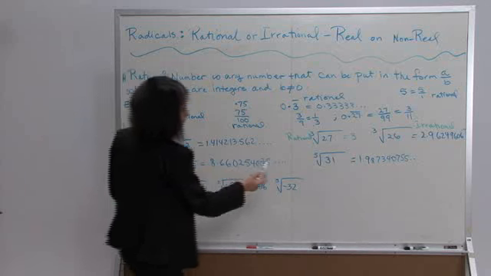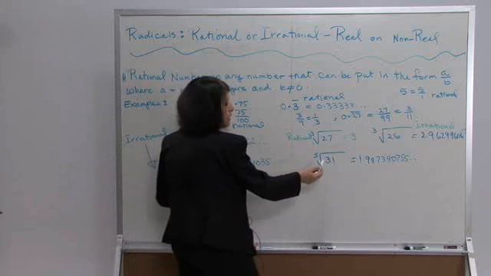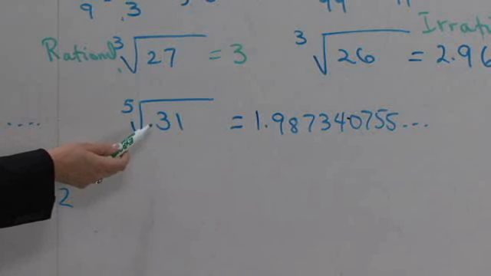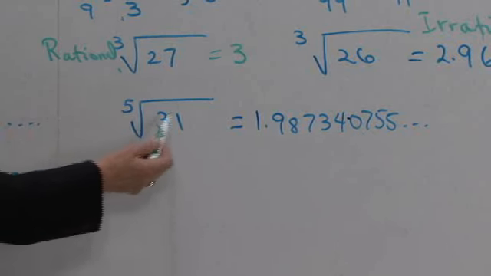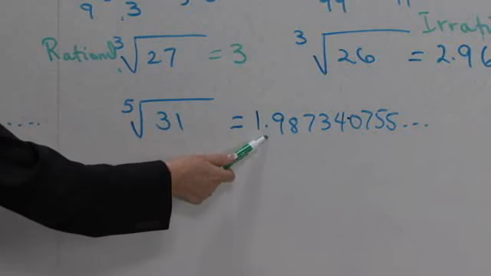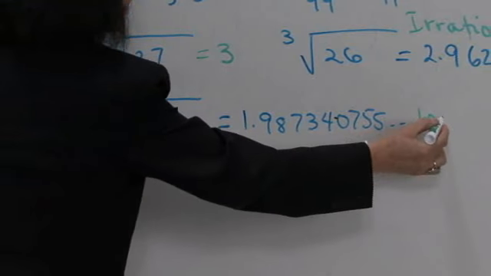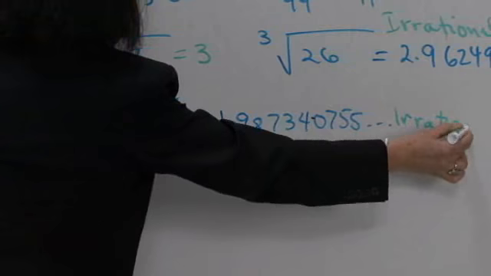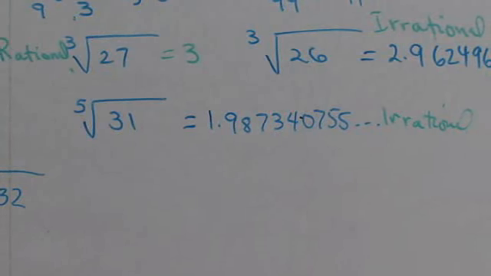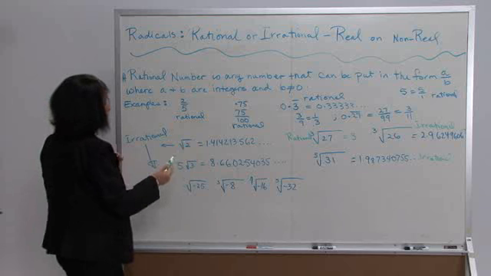OK, so we go back here also, the fifth root of 31. Well, the fifth root of 31, 31 is not a perfect power of 5, 32 is. And so this is not going to simplify to a terminating decimal. So that's going to be also irrational. It keeps going on and on. It does not terminate, and it does not repeat. So that's the difference between rational and irrational.